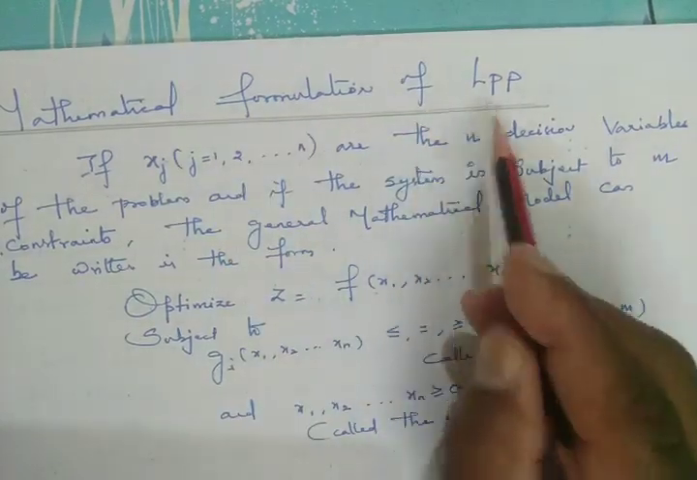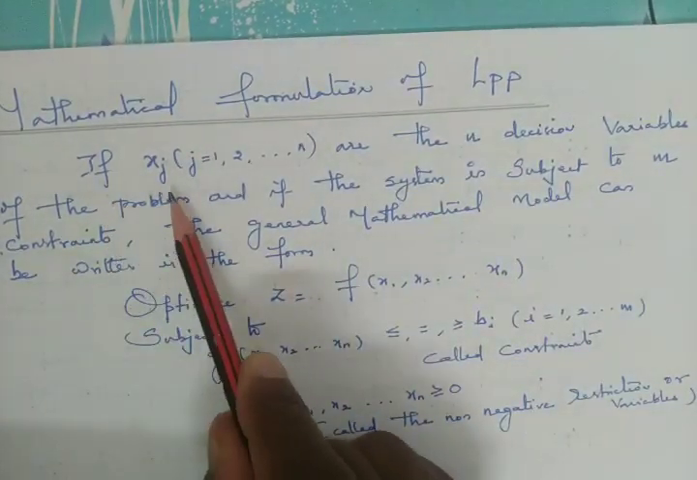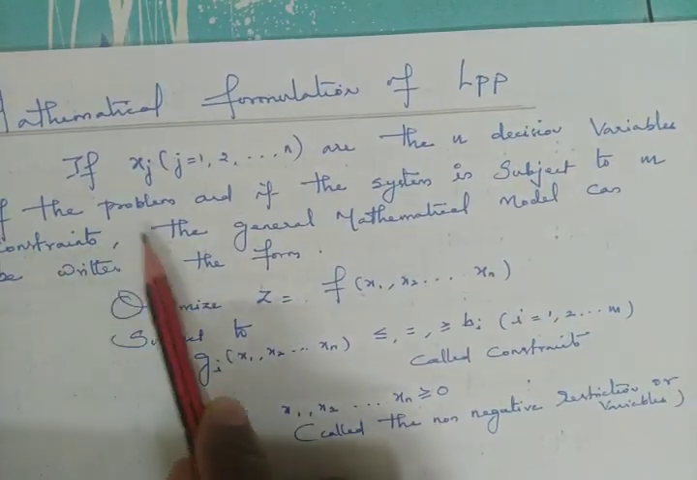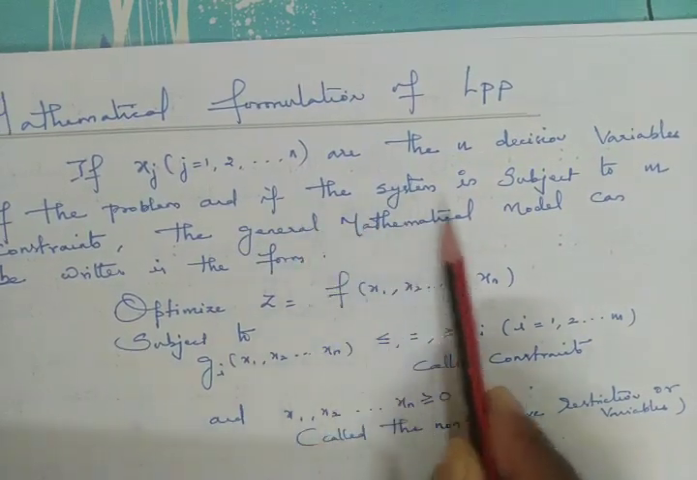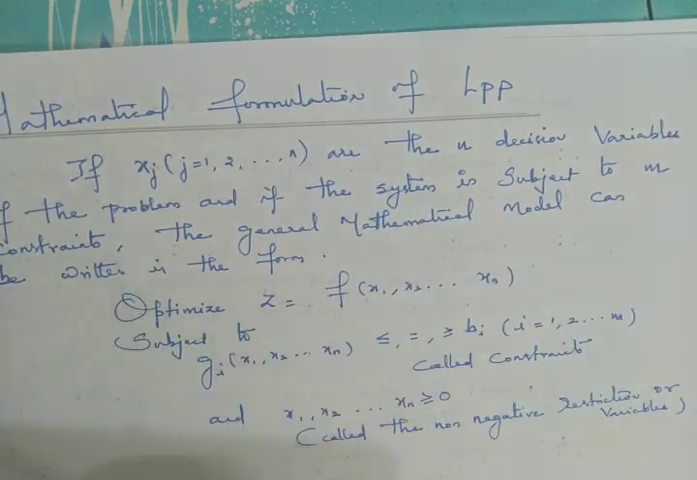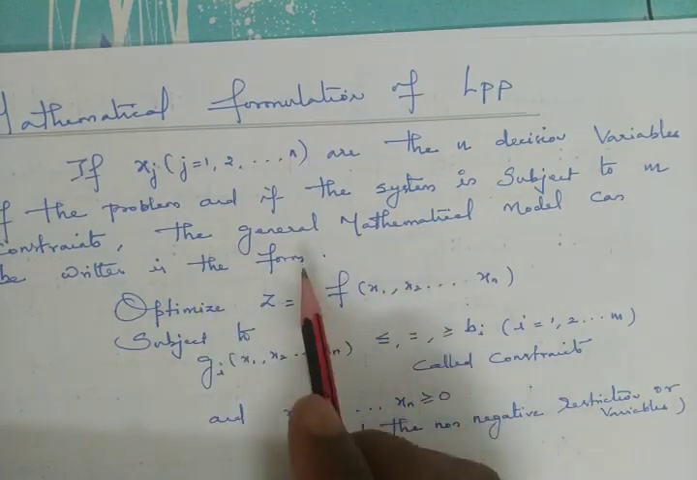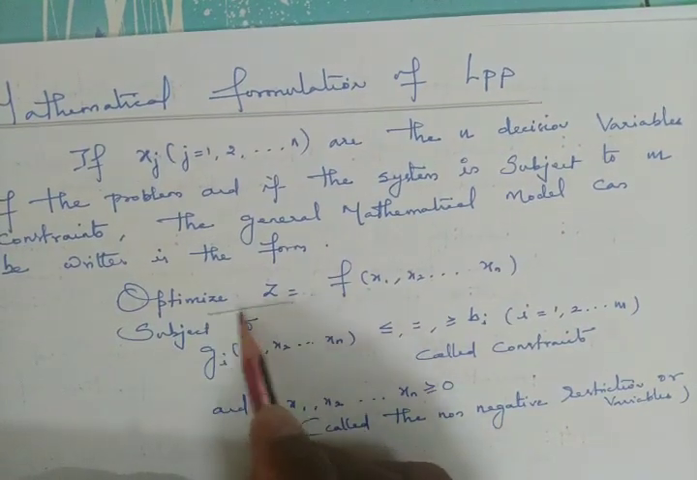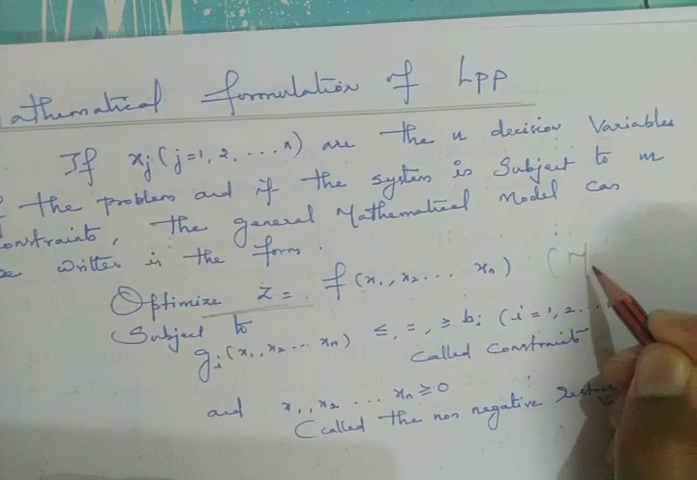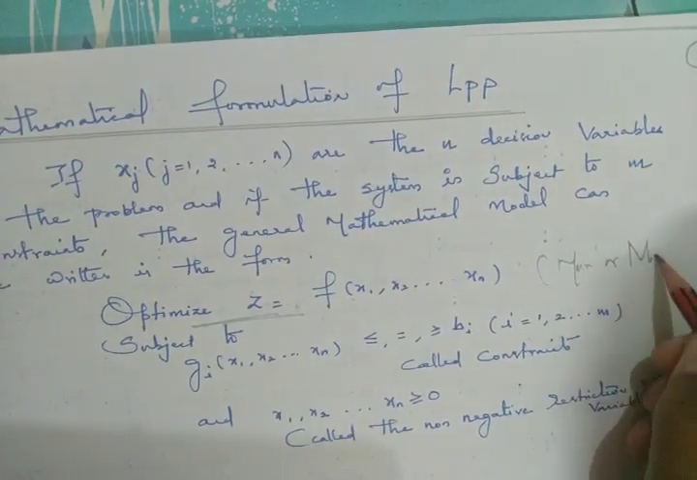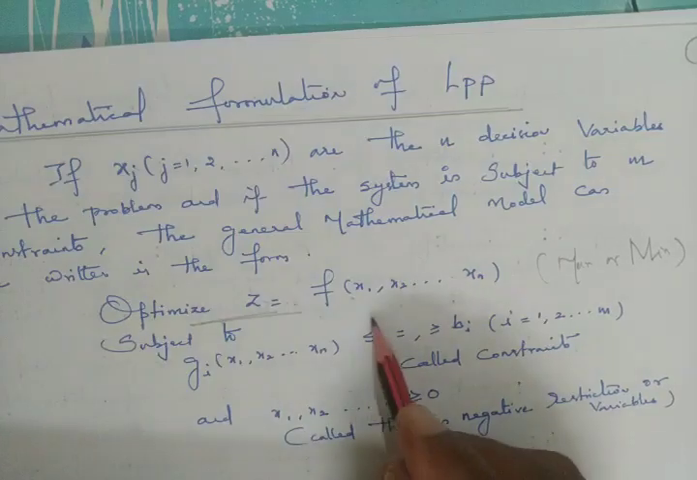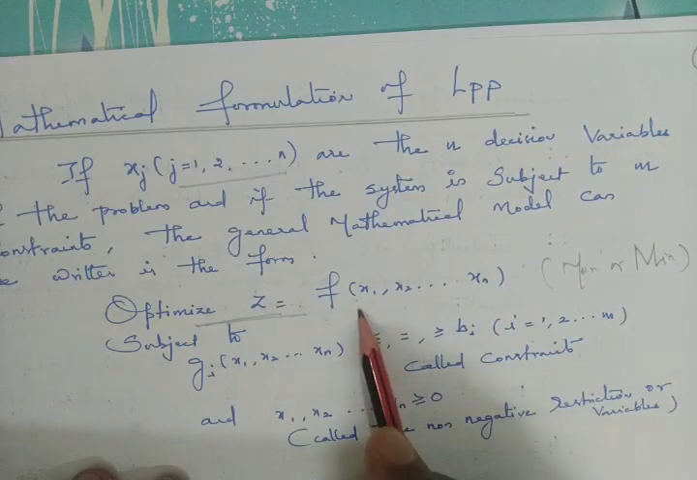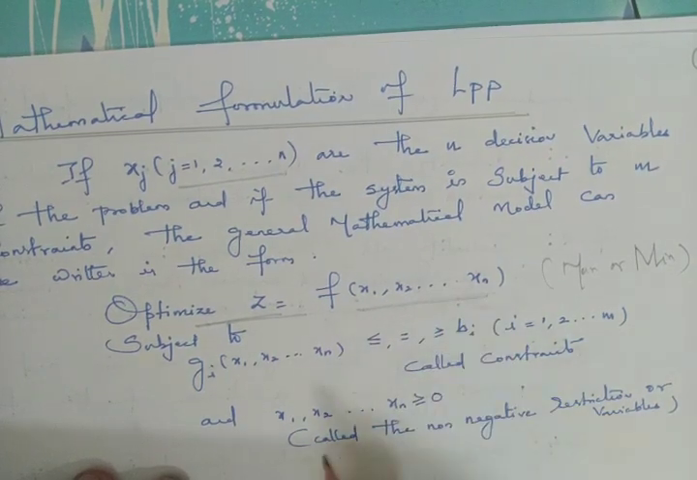Now, mathematical formulation of LPP. Here j varies from 1 to n, for the n decision variables of the problem, and if the system is subject to m constraints, then the general mathematical model can be written in the form: optimize. I told you very clearly, optimize means it may be either max or min, any one among these two only. Here in the generalized format, j varies from 1 to n. That's the reason we have n number of variables, and these variables we call decision variables.